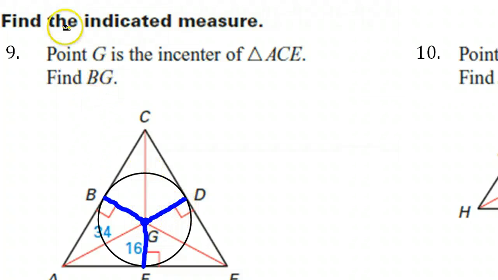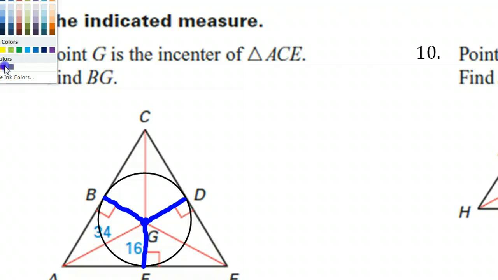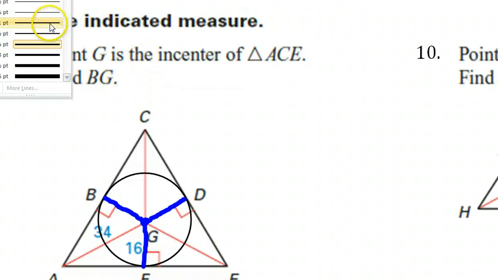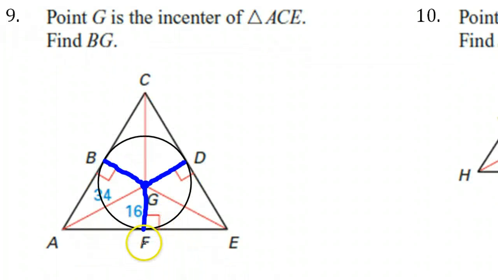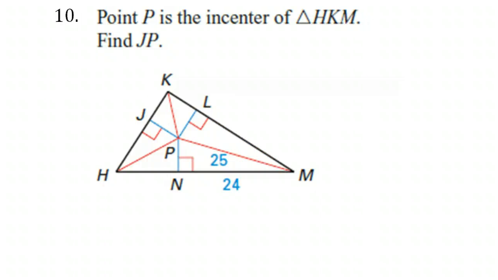So if I ask you to find BG, then we already found it, because BG is the same as GF, which is 16. So the answer to number 9 is simply 16. What about number 10?